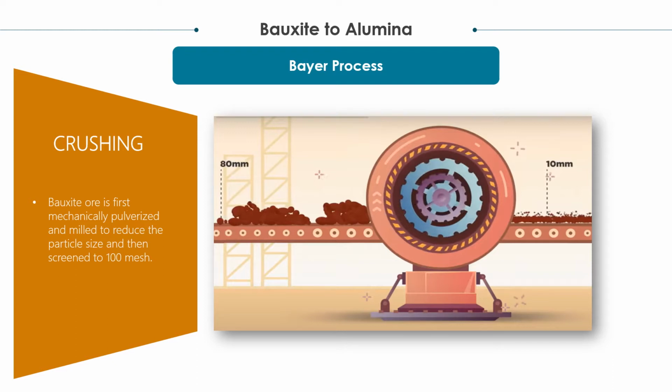First is the crushing. The bauxite ore is first mechanically pulverized and milled to reduce the particle size and then screened to 100 mesh.